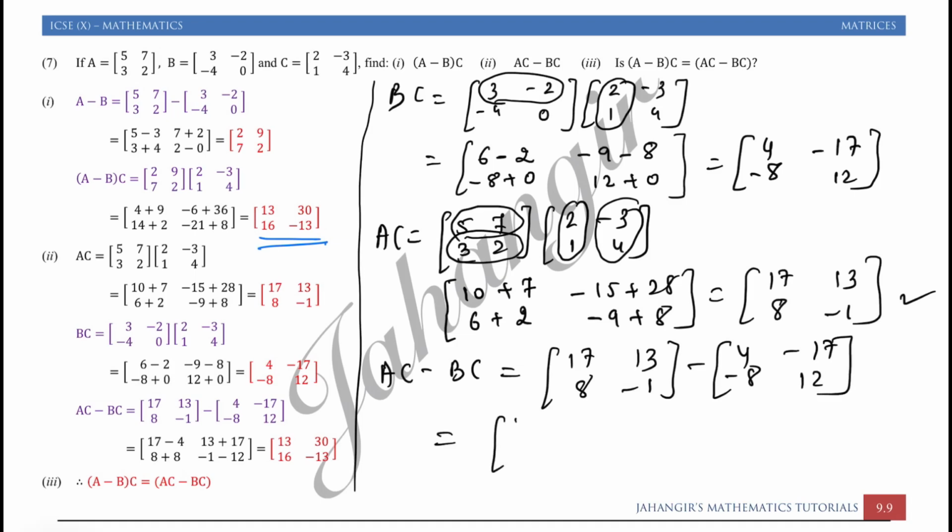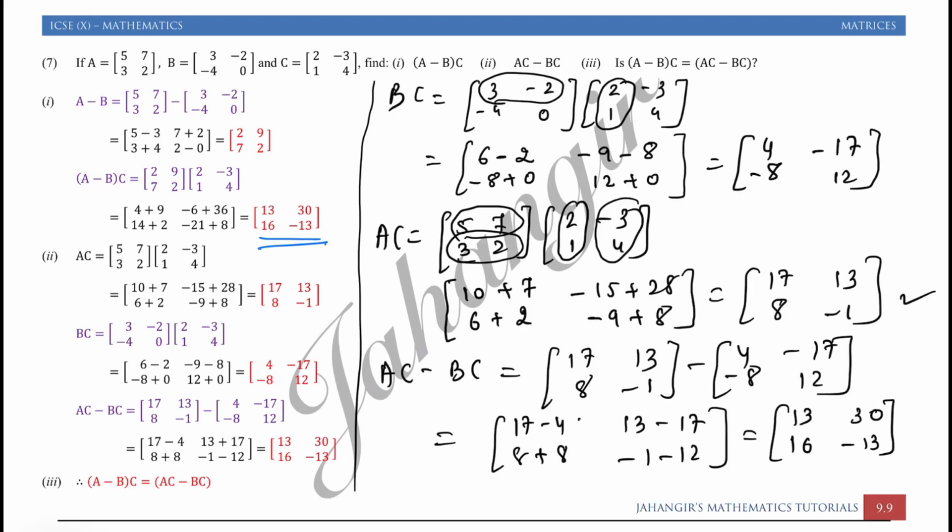So subtracting, what will you get? 17 minus 4 is 13, 8 minus of minus is plus 8, 13 plus 17 is 30, and minus 1 minus 12 is minus 13. So now if we compare this matrix with the first matrix, the first and second matrices are equal, so we can say it is equal.